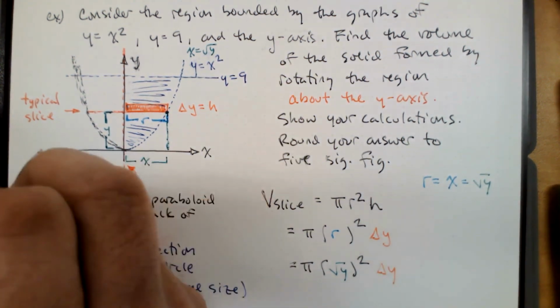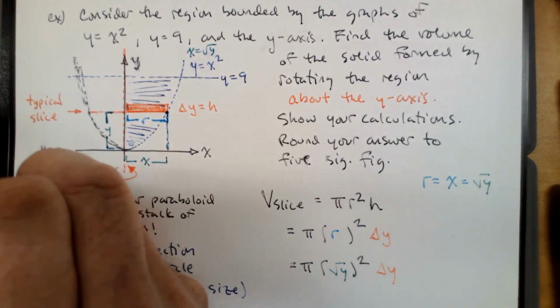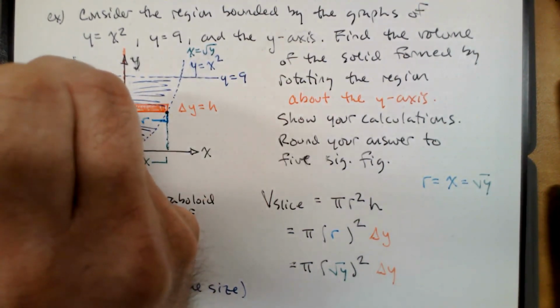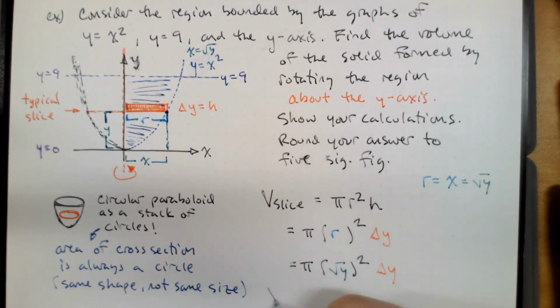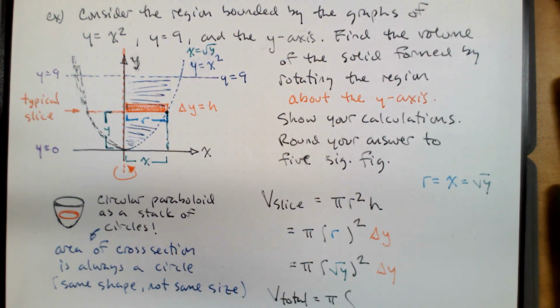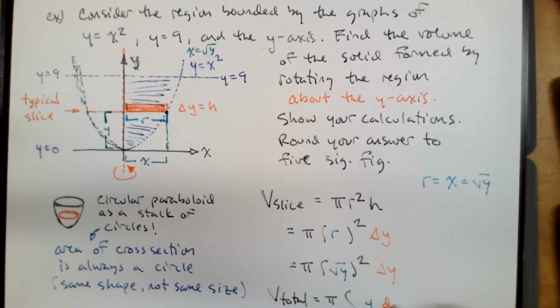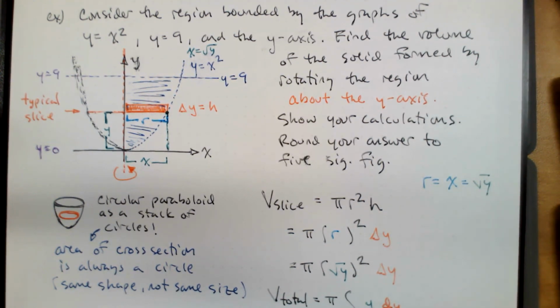The lowest slice down here starts when y is equal to 0. And the last slice happens when y is equal to 9. So our total volume, I'm going to factor out the pi. I'm also going to simplify the square root of y squared to just be y. My discrete delta y becomes a continuous dy. And we plug in the values y equals 0 to y equals 9.